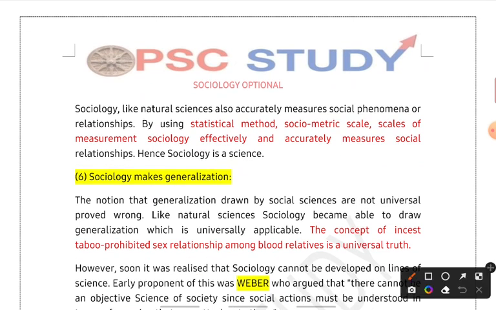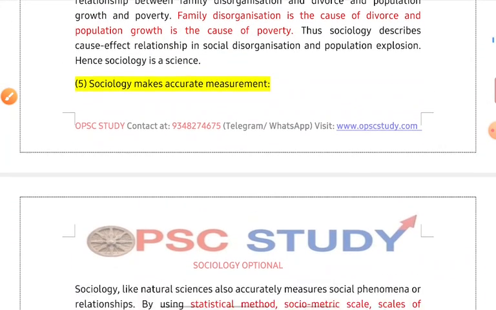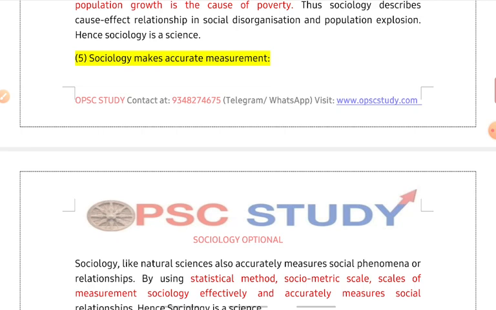We are using different scientific methods, like statistical methods and sociometric scales of measurement, to effectively and accurately measure social relationships. We are trying to link it and study it based on the natural sciences. Statistical methods are there, like the government census. The government comes up with the census based on the data it collects. So you can measure that institution or that particular society.